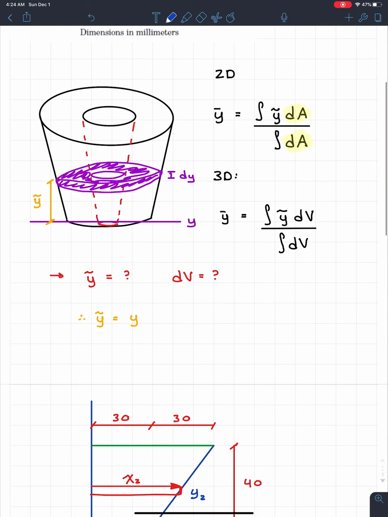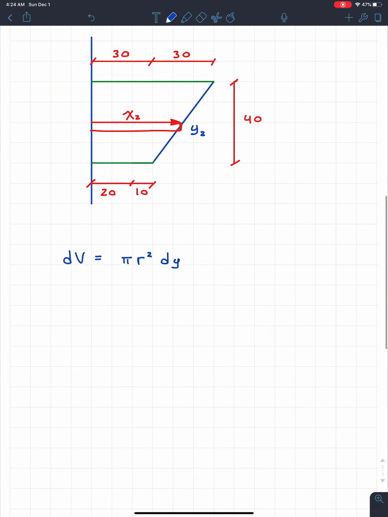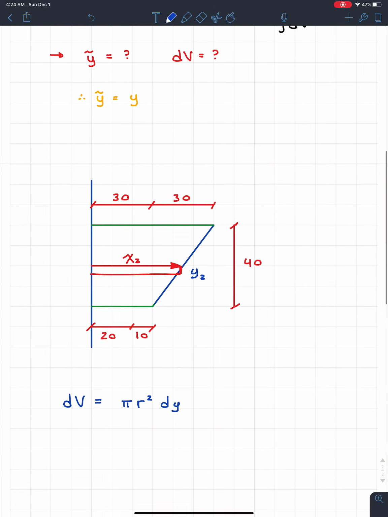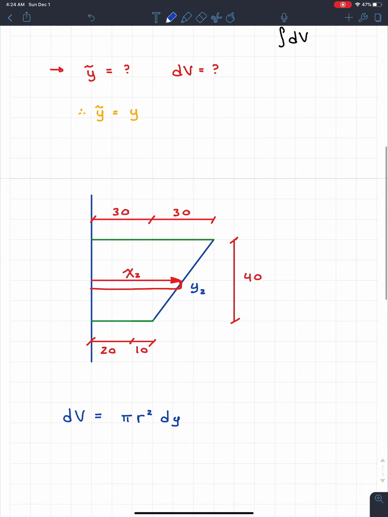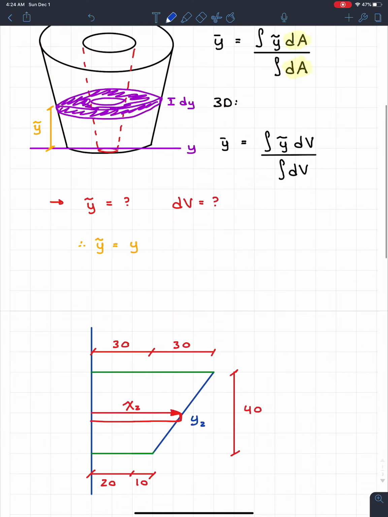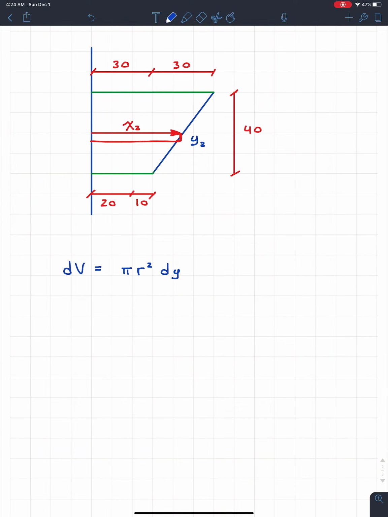So this right here is for the slice. Assuming there was no hole in it, I'm just taking pi r squared, which gives me the surface area of the slice, and then multiplying it by the height, dy. But from the figure above, we know that the radius is actually x2. So we can go pi x2 squared times dy.